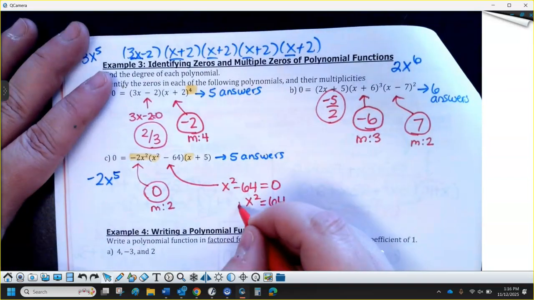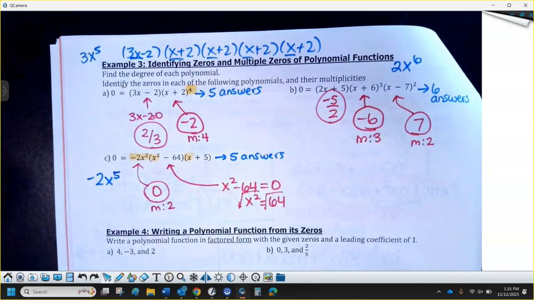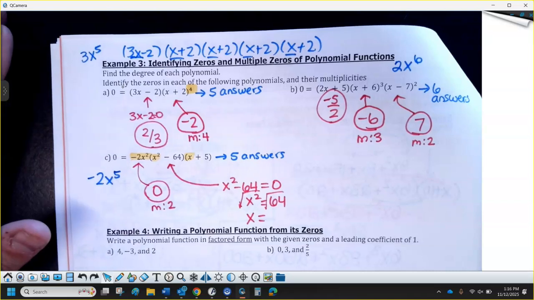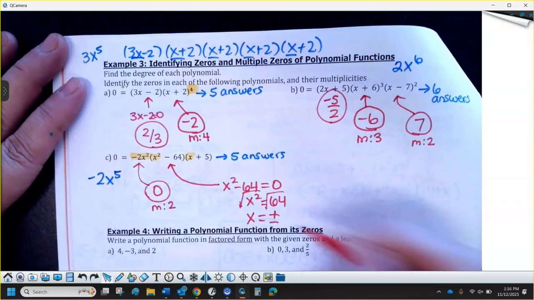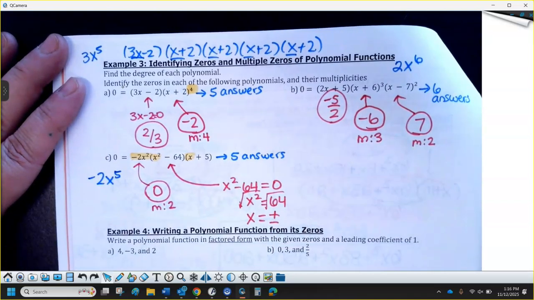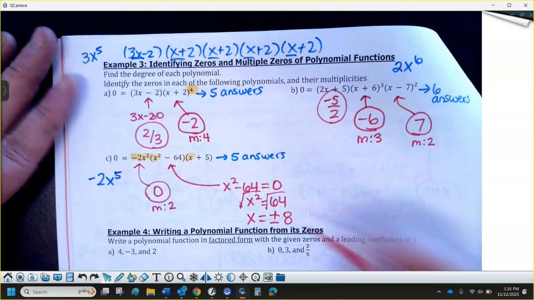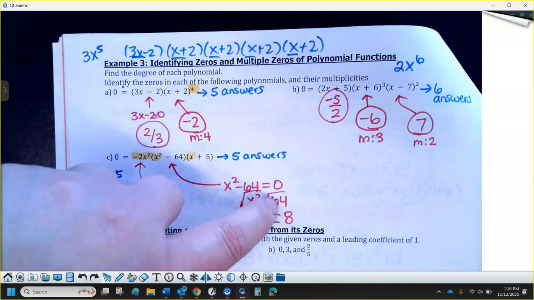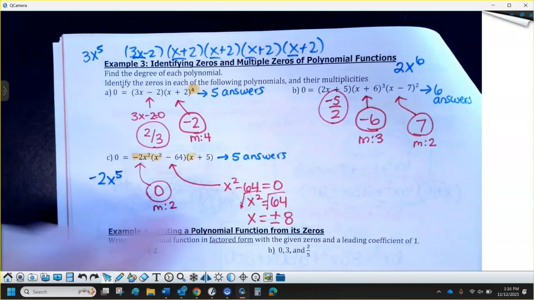I get rid of the squared by taking a square root. Sorry, spoiler alert. What do I need to put in front of my answer? Plus or minus. So this is actually 2 different answers. The square root of 64 is 8, so we could get 8 or negative 8. I've got 2 different answers here, positive 8 and negative 8.